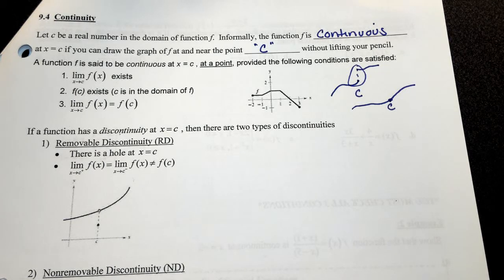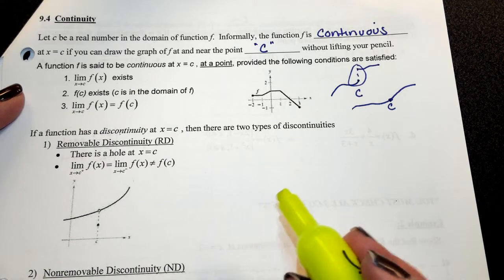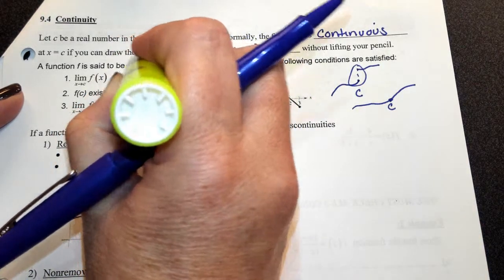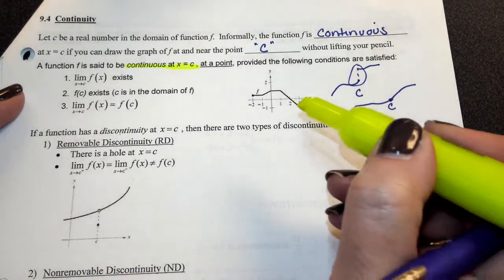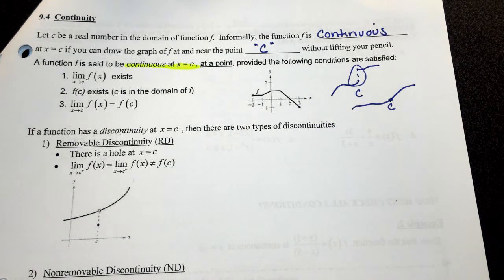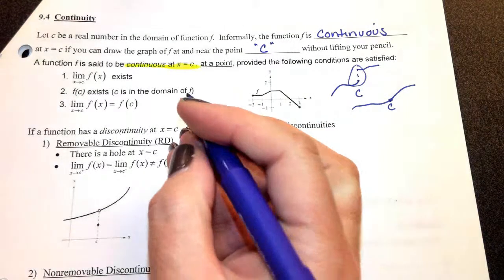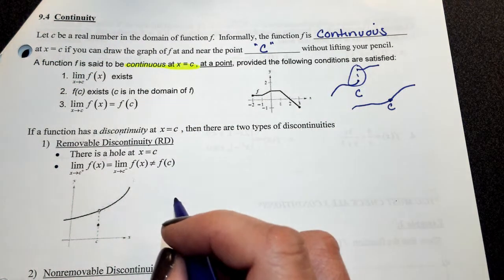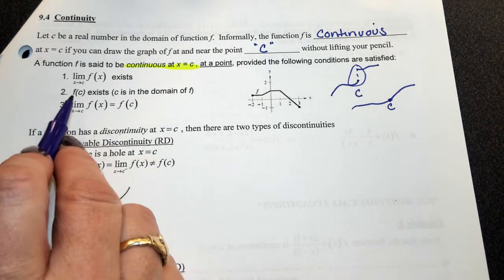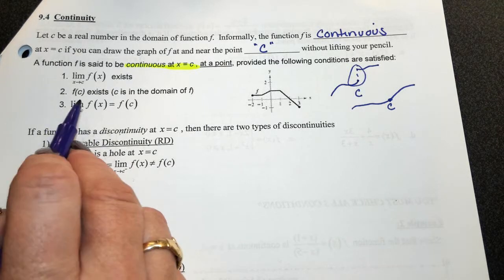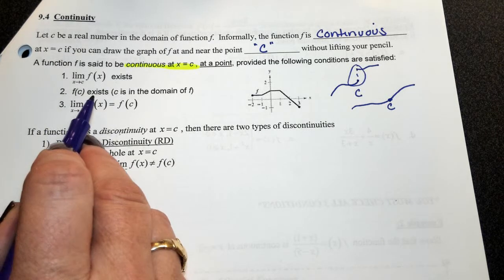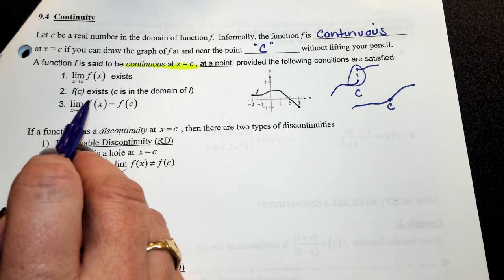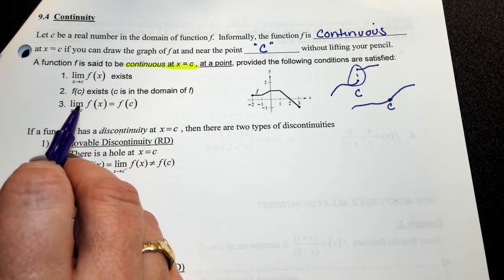Now that we know more about limits, the true definition of continuity deals with a limit definition. It is continuous at a particular point, provided that these conditions are given. First, the limit as x approaches c has to exist, so you have to find the limit at that particular x value. Second, f of c exists, meaning that particular x value has to be in the domain.